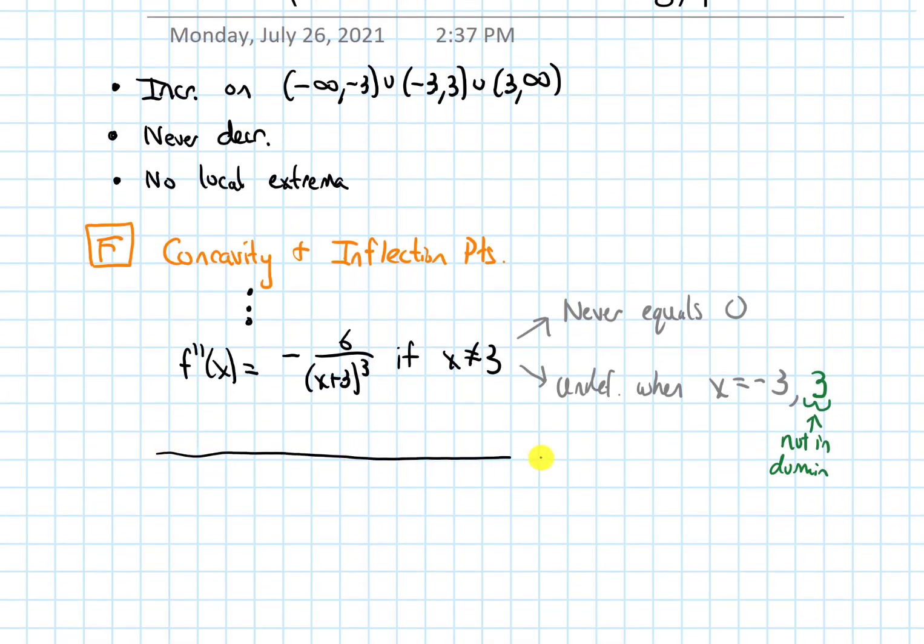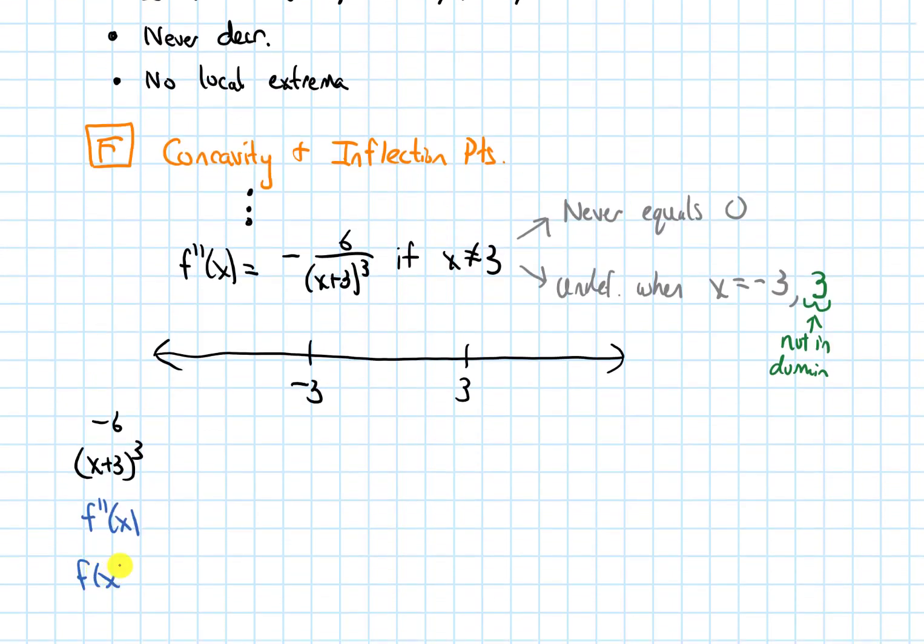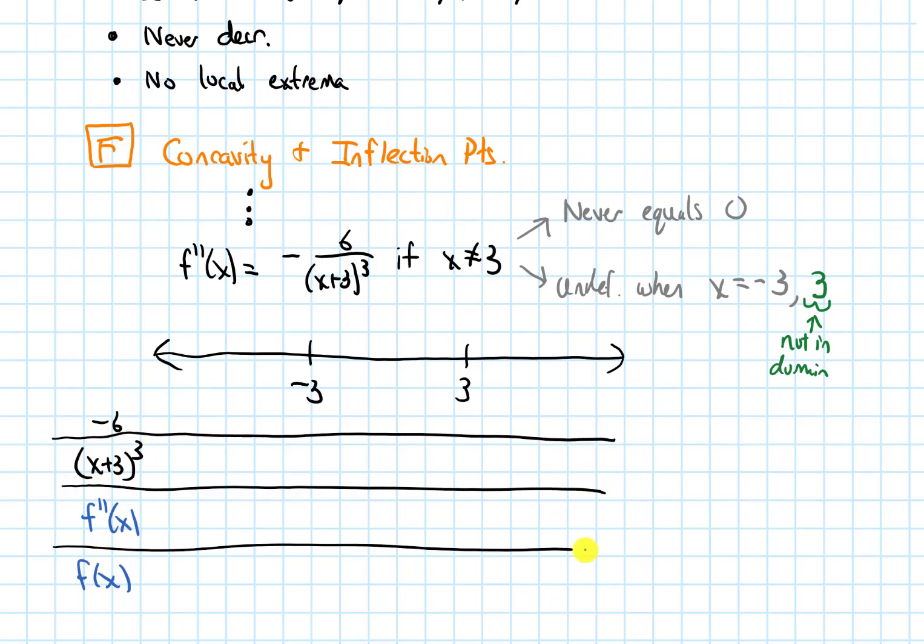All right, let's go to our number line. So I'm going to put -3 and +3 on the number line. And then for my factors, I'll write the -6 and x plus 3 cubed. We'll do the second derivative and the original function. We'll separate out some rows and then columns. I'm going to do this number line really quickly. I'm going to skip the justification because we did something really similar with increasing, decreasing.